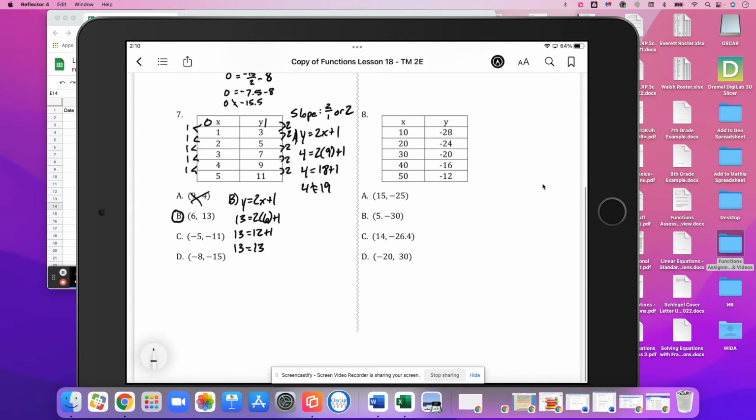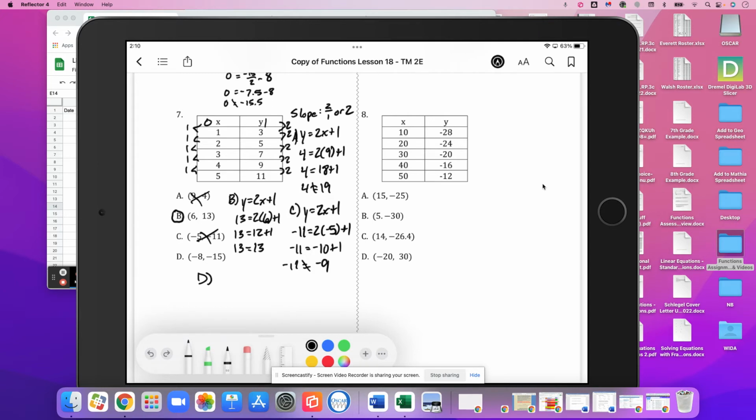So for part C, y equals 2x plus 1. We've got negative 11 equals 2 times negative 5 plus 1. Negative 11 equals negative 10 plus 1. Close, but no, negative 11 is not equal to negative 9. So C is out.